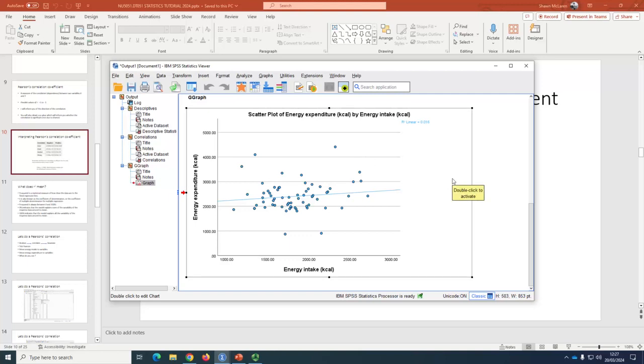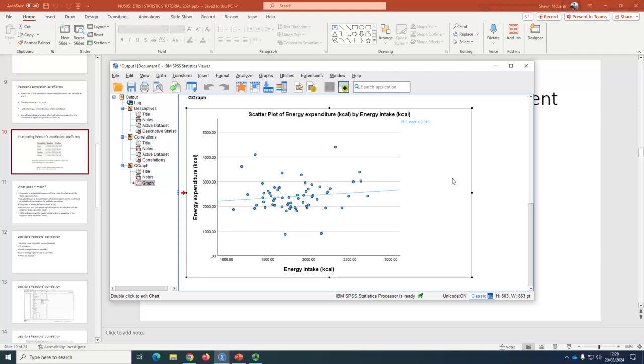Now this line here is our line of best fit. It shows us the relationship between our two variables, intake and expenditure. You can see it's got a little bit of a gradient, but it's fairly close to being flat. As energy intake increases, we don't really see a corresponding increase in energy expenditure. It's not like everything fits between those two lines. So there isn't a very strong directional correlation between these two things. You saw that with the R value.